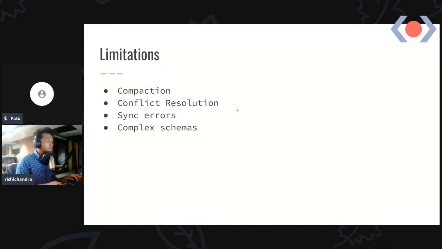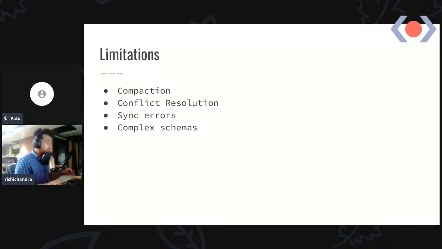Next is conflict resolution. Say two updates happen at exactly the same time. Neither RxDB nor Postgres knows which ones should be committed. So in that case, there has to be a strategy for conflict resolution as well.